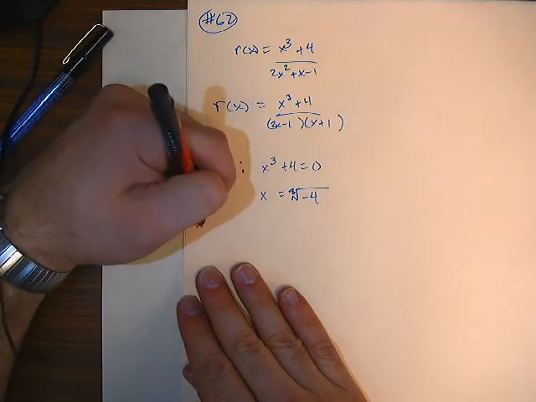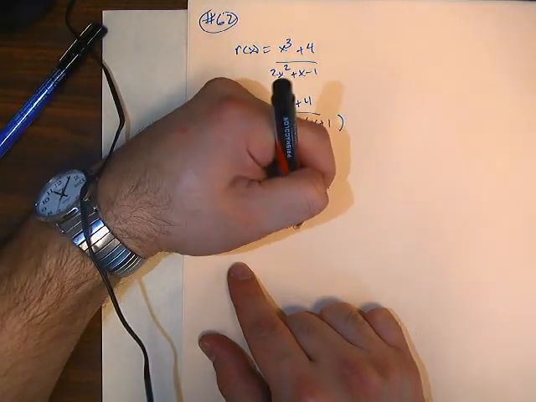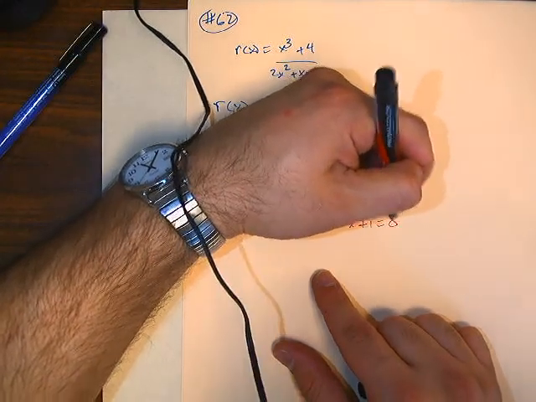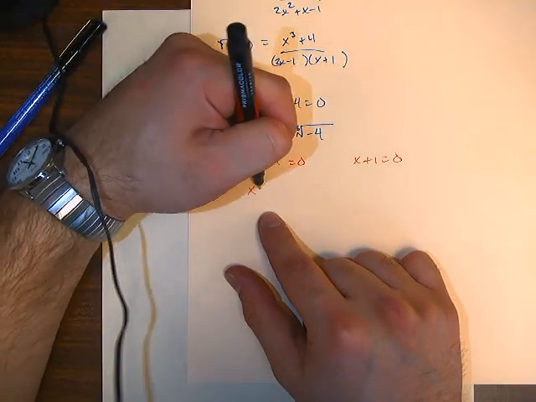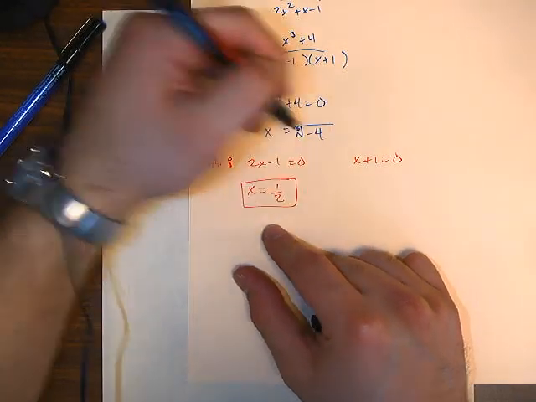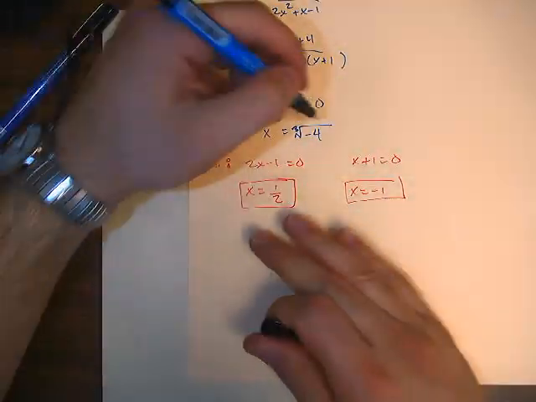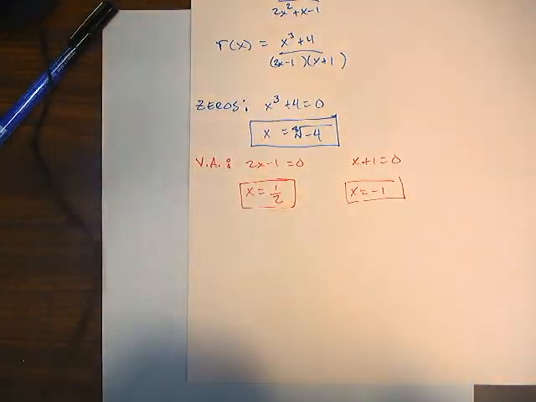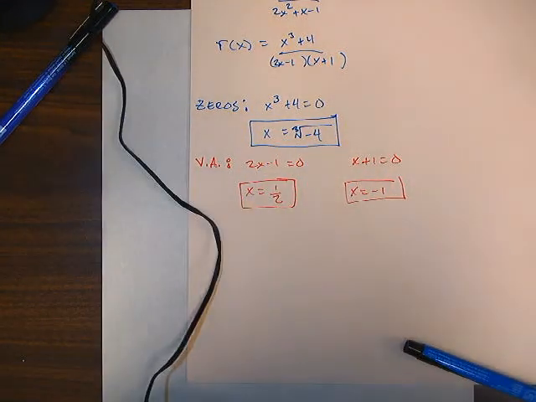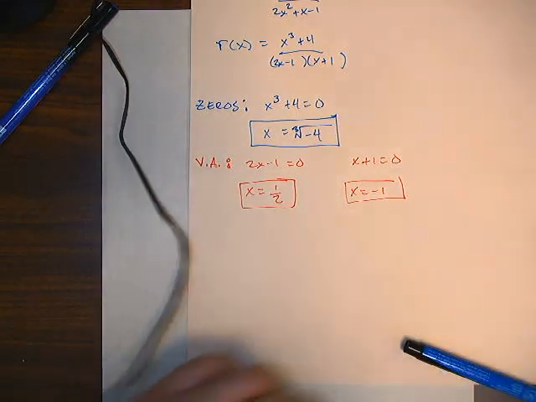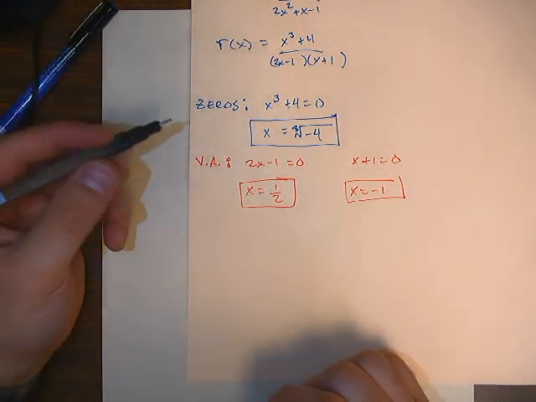Now we can find our vertical asymptotes, our VAs. And that's going to be at 2x minus 1 equals 0 and x plus 1 equals 0. So I have two vertical asymptotes. One of them is going to be at x equals 1/2. And the other one's going to be at x equals negative 1 right there. So let me circle this over here. And if somebody could give me an approximation to this value, I'd be much appreciative.